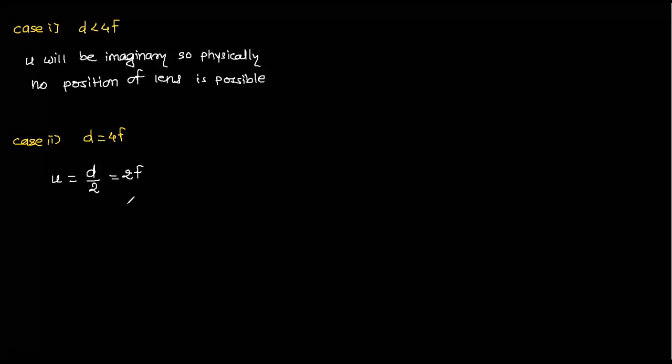And if u is equal to 2f, then v is also equal to 2f, because in a convex lens 2f means the center of curvature, and if the object is at the center of curvature, the image is also at the center of curvature. So v is equal to 2f.